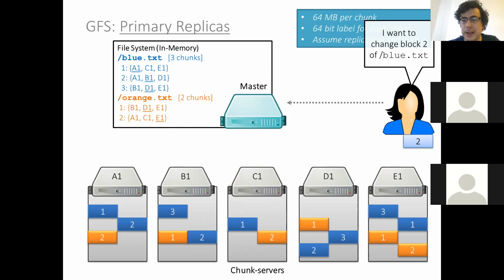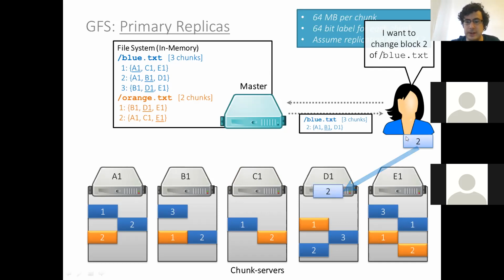So the client tells the master, hey, I want to do this, and the master will return the information about blue.txt. And yeah, so someone's asking to put the microphone closer. So once the client knows which machines store which parts of the data, the client can write directly to one of the machines. So the writing itself is very similar to the pipeline writes before.